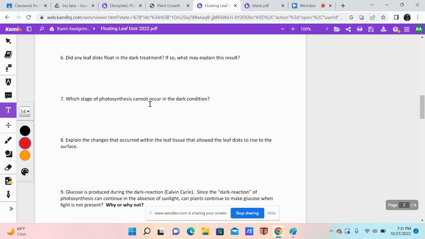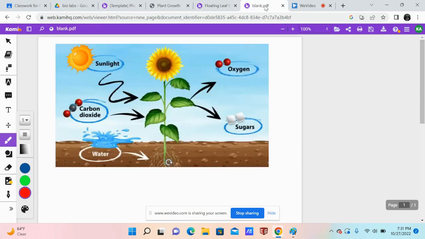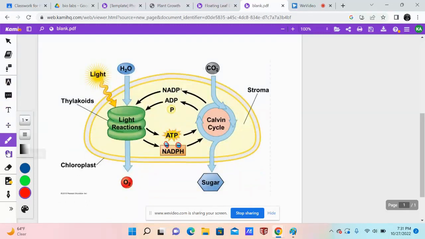Which stage of photosynthesis cannot occur in the dark condition? Let's see. Let's go back over here. The answer is, so the light reaction is the only one that actually uses light. The Calvin cycle doesn't use light to turn CO2 into glucose sugar. But the problem is, without light and the light reaction, we don't get these 2 energy molecules, ATP and NADPH. And without them going to the Calvin cycle, we don't get glucose sugar.